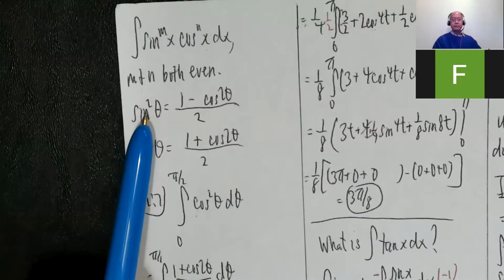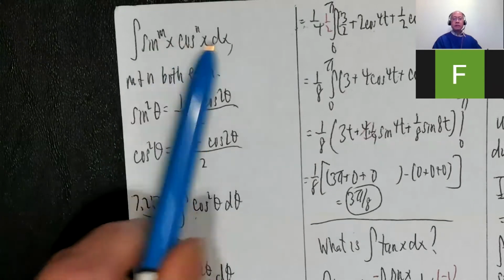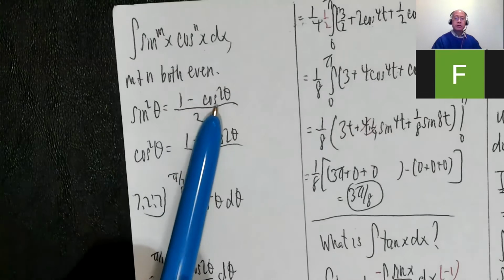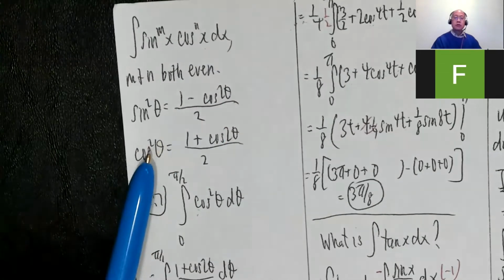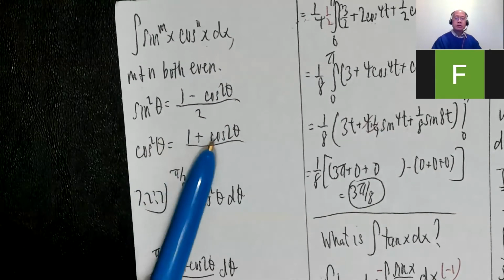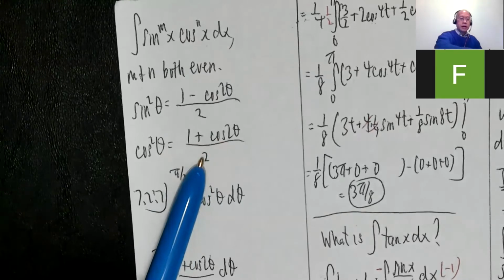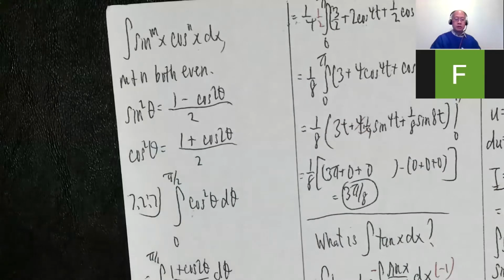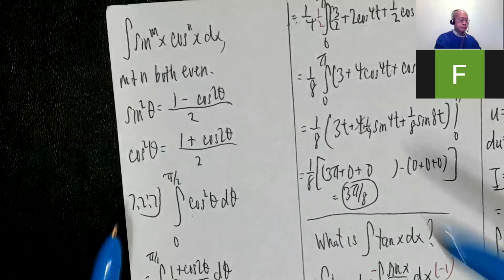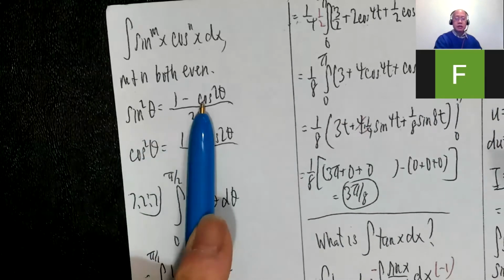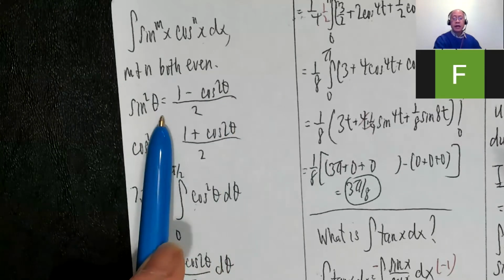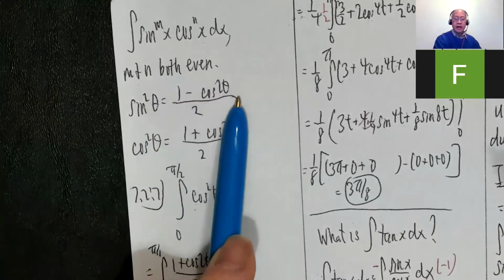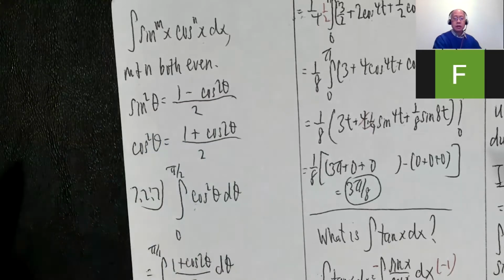Okay, bottom line, if both of these are even, change sine squared theta to 1 minus cosine 2 theta over 2. Cosine squared theta is 1 plus cosine 2 theta over 2. And keep in mind that when you go from here to here, you're doubling the angle. So from there to there, you're doubling the angle. Sometimes these are called double angle formulas. Sometimes they're half angle formulas. You know, double of this angle is that angle, or half of that angle is this angle.